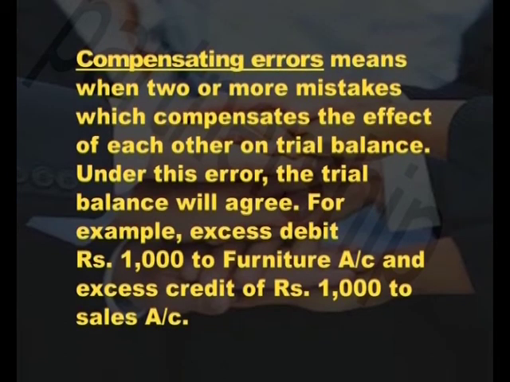Compensating errors means when two or more mistakes compensate the effect of each other on the trial balance. Under this error, the trial balance will agree. For example, excess debit of rupees 1,000 to furniture account and excess credit of rupees 1,000 to sales account.